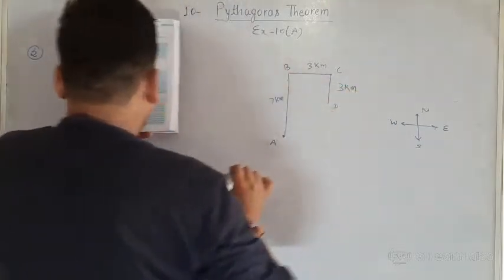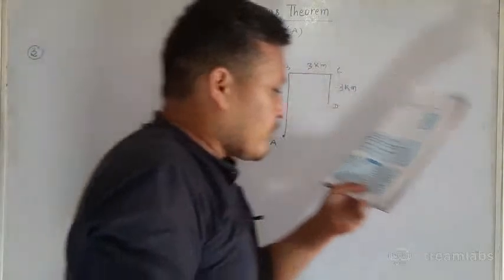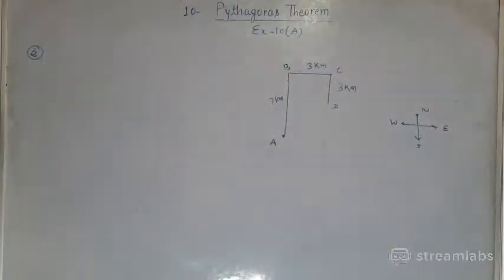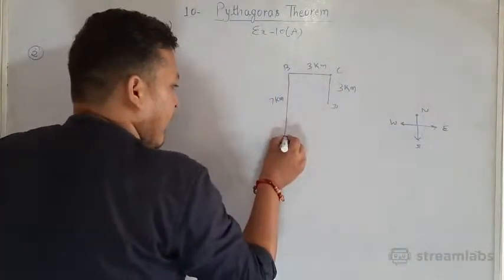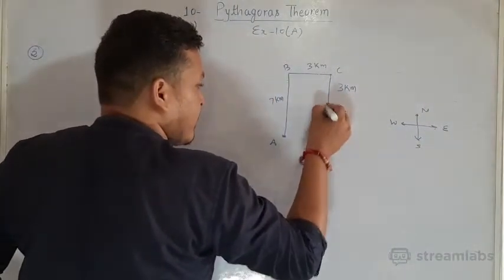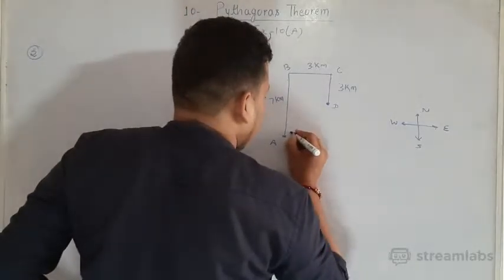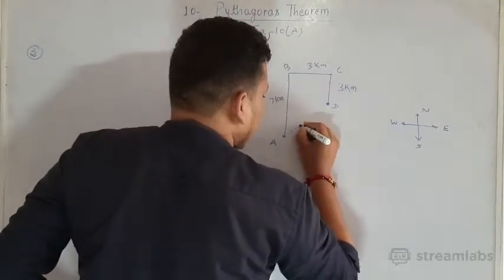3 kilometer in south. So how far is he from his starting point? Starting point से कितनी दूरी पे है सर? ये कैलकुलेट करना है. How far is he from his starting point? तो starting point is A and now he is at the position of D. तो ये वाली डिस्टेंस कैलकुलेट करनी है. तो join this point.